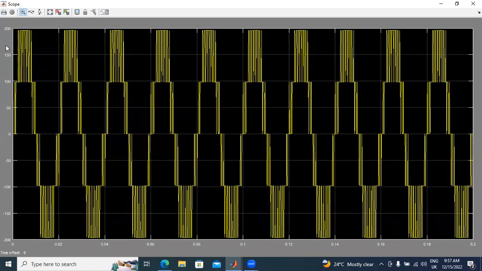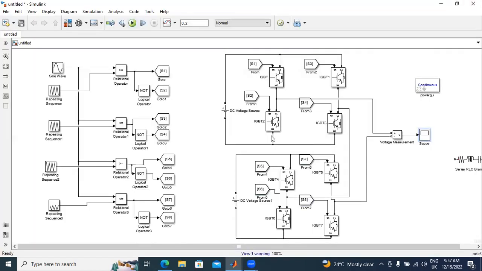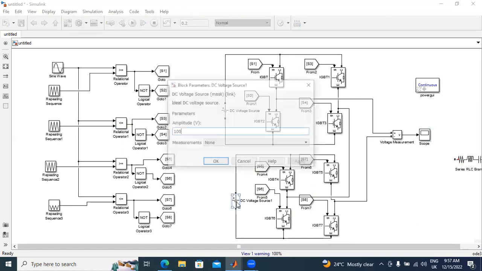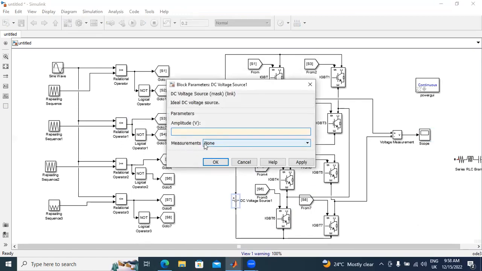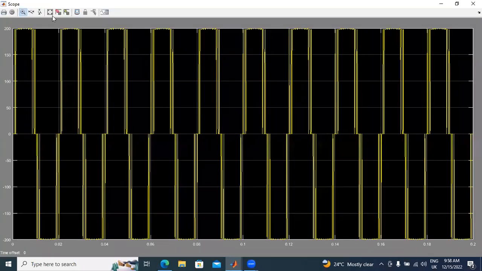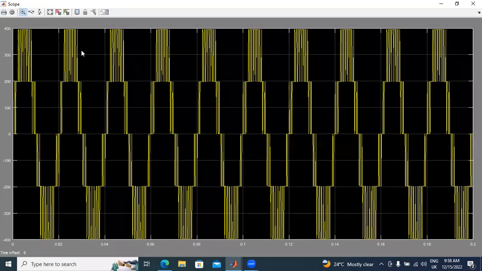Okay, I got 5-level voltage. It's showing. Now I will change here. I will give input 200 volts. The second also I will change here 200 volts input voltage. Now I will run the circuit. Okay. Now I got 400 volts output AC.